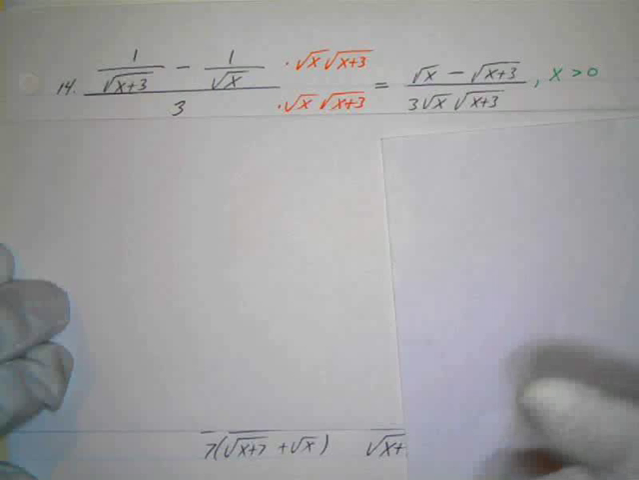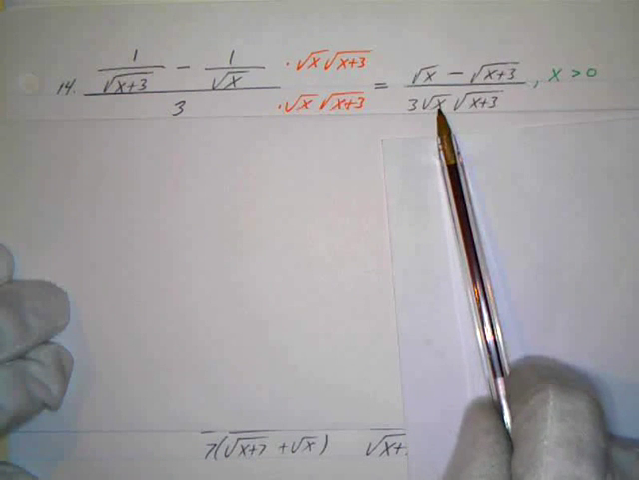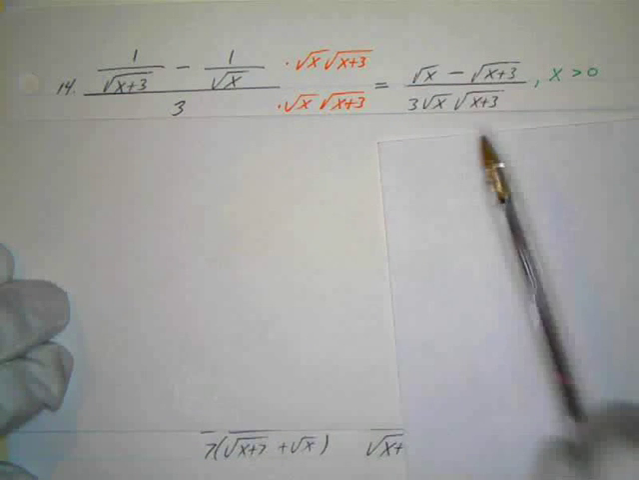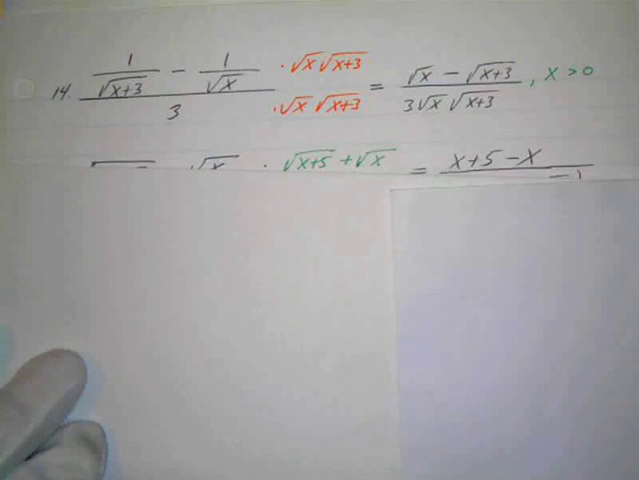And that's it. There's not much else I can do, so we just have x greater than 0 because we can't have 0 or a negative number under the radical. If x is greater than 0, that'll be okay. So that was pretty straightforward. Not too much we could do with that.